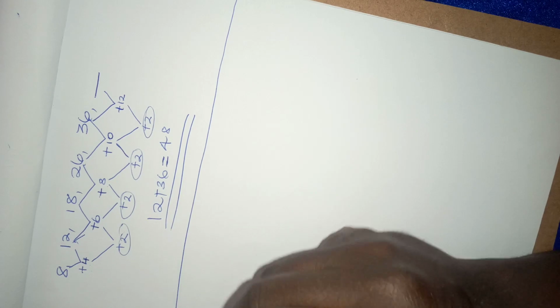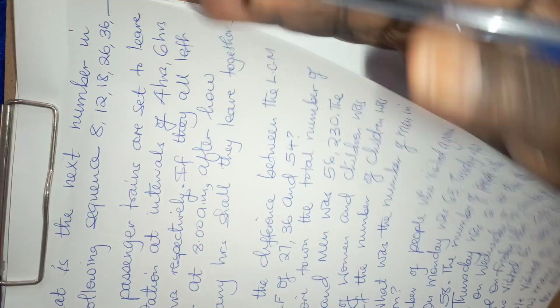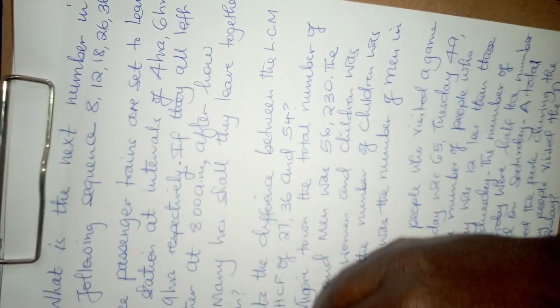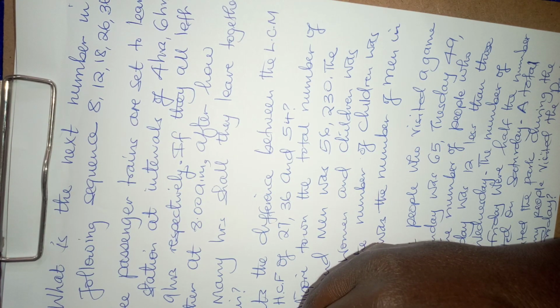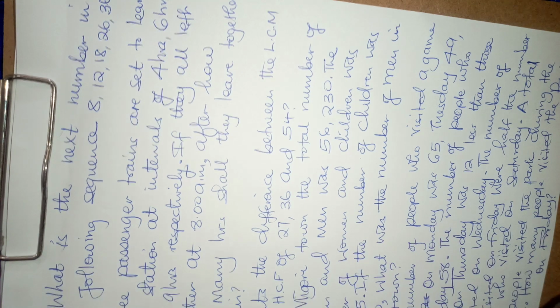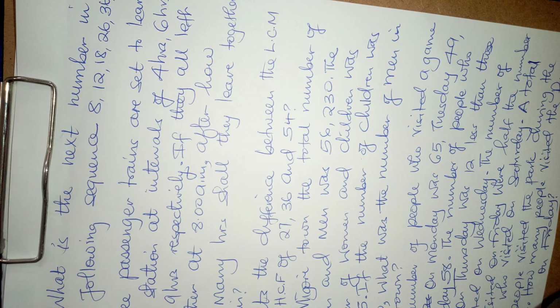Question number 2. The question for question number 2 was: 3 passenger trains are set to leave the station at intervals of 4 hours, 6 hours, and 9 hours respectively. If they all left together at 8 a.m., after how many hours shall they leave together again?